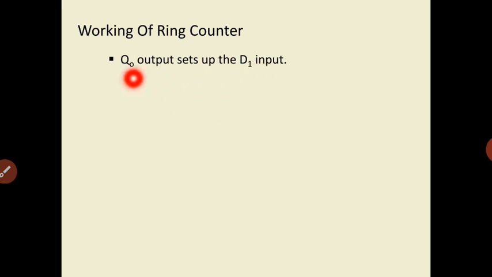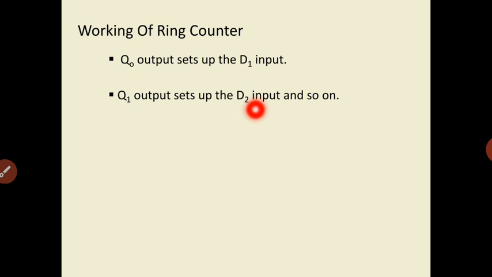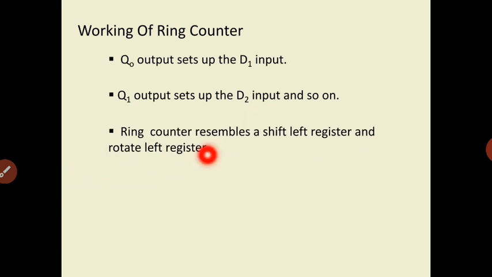So as I told earlier, the Q0 is nothing but the output of the first flip flop, which is given as input to the second flip flop. Similarly, the Q1 output, which is the output of the second flip flop, is given as input to the third flip flop, and so on. In the same manner, the Q2 output, the output of the third flip flop, is given as input to the fourth flip flop, that is the D3 input. And the output Q3, the output of the fourth flip flop, is given again as input to the first flip flop.